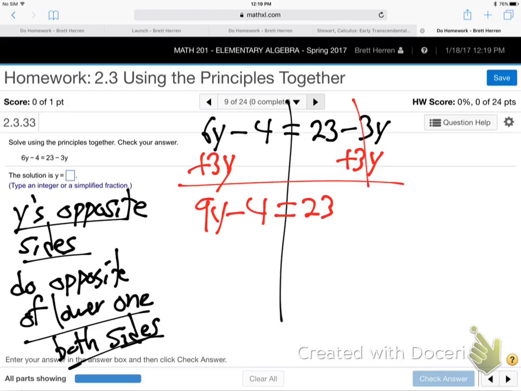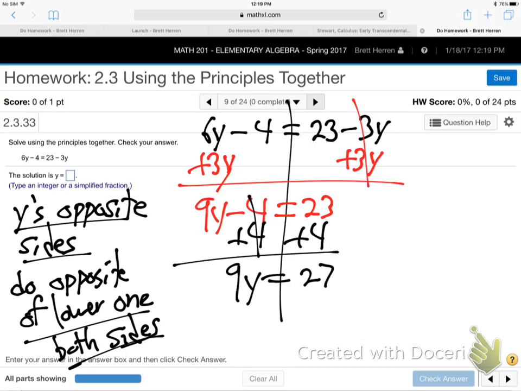You know the rest now, right? Now you add the 4. Exactly. We add the 4. We save that 9 for last to divide, huh? So 9y equals 27. Last step's always divide. So last step, we divide by 9, and it's 3. Is that okay? Questions on that one?